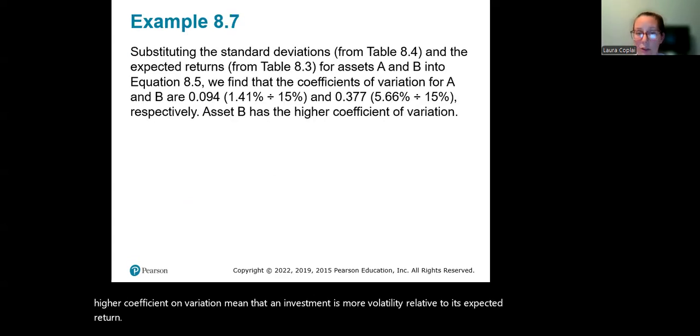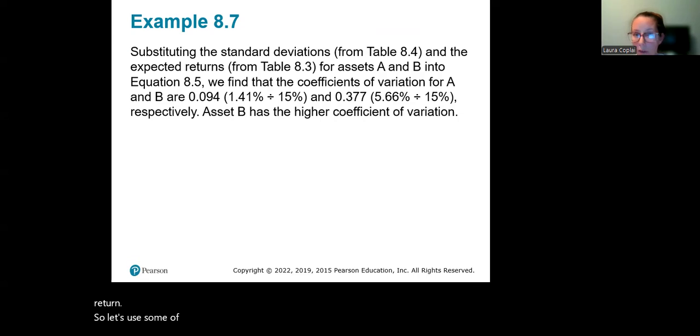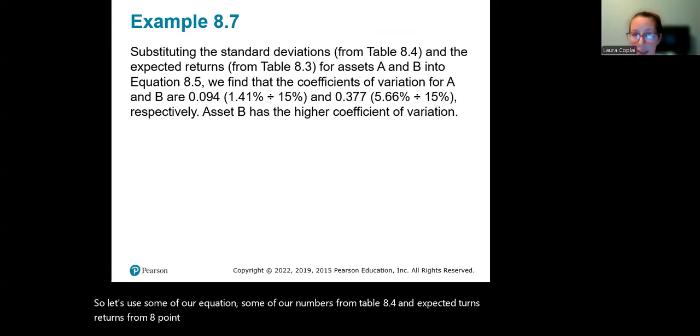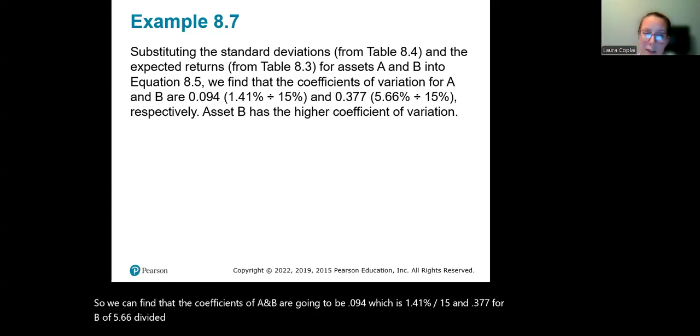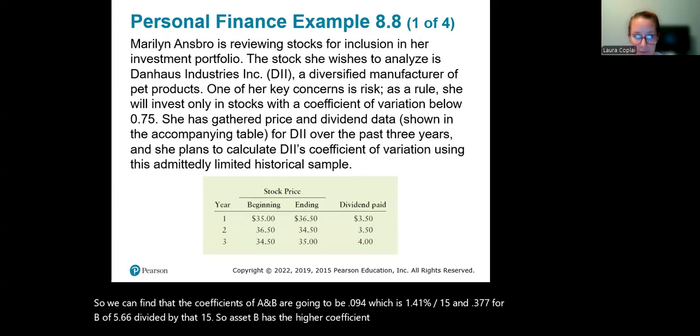So let's use some of our equations, some of our numbers from table 8.4 and expected returns from 8.3 into our assets A and B for Norman Corporation. So we can find that the coefficients of A and B are going to be 0.094, which is 1.41% divided by 15, and 0.377 for B, of 5.66 divided by that 15. So asset B has the higher coefficient of variation.